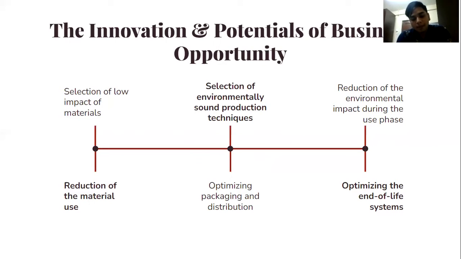The fourth one is optimizing packaging and distribution. Companies have been engaged in reducing the amount of cardboard, shrink plastic and glue, and eliminating strips in packaging. Next is the reduction of the environmental impact during the use phase. A recent trend is called picking, a new form of direct sales orders from the end consumer to the manufacturer, thus reducing the transport impacts. And the last one is optimizing the end of life system.